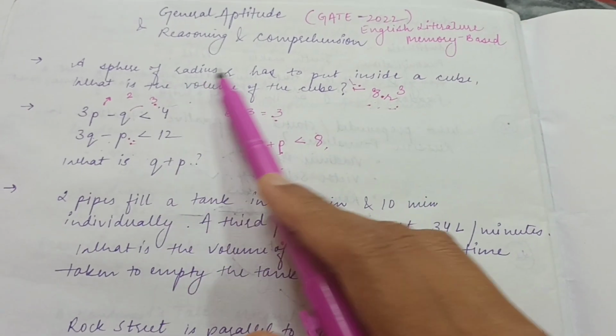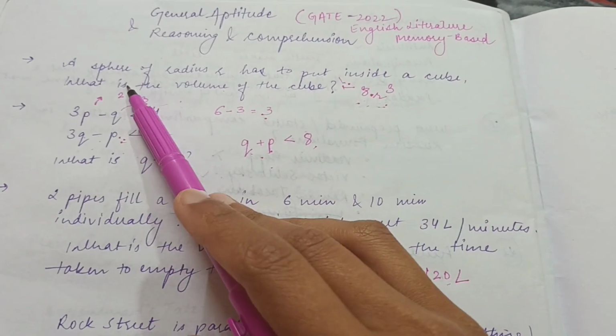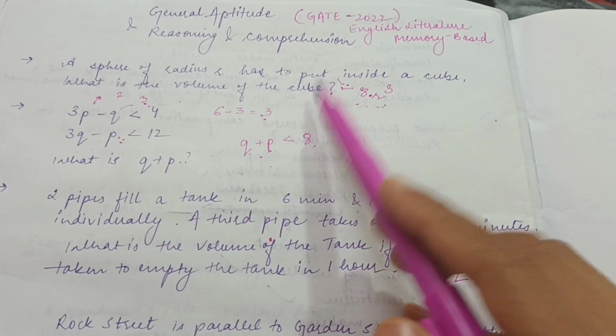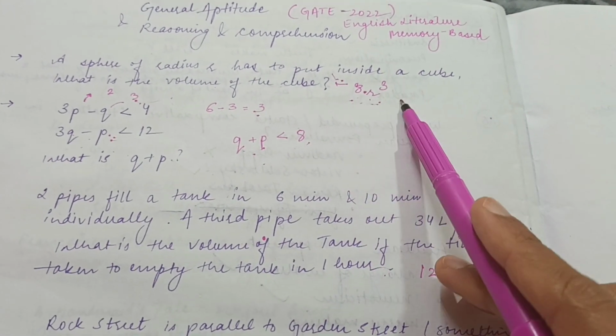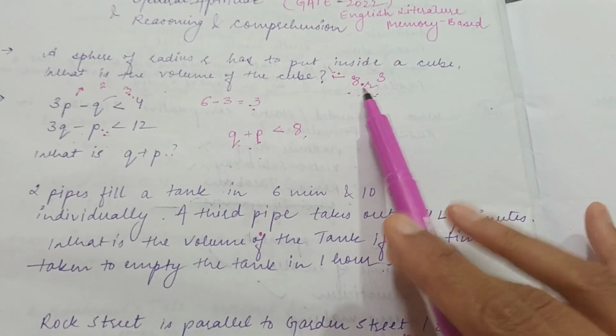The first question: a sphere of radius r has to be put inside a cube. What is the volume of the cube? Now, the answer to this question was 8r cube, but people answered it as r cube as well. Now, I'll tell you how it is not r cube but 8r cube.